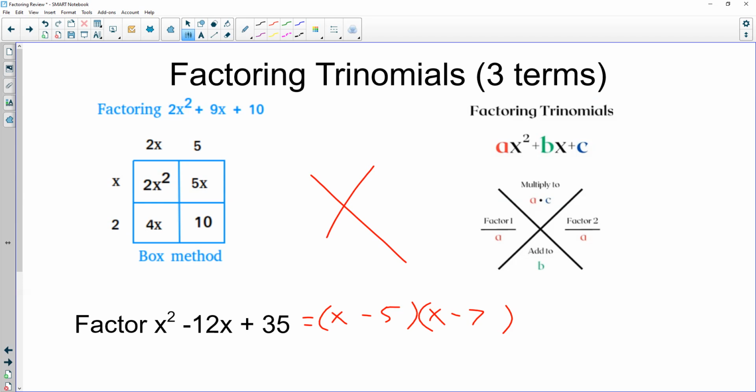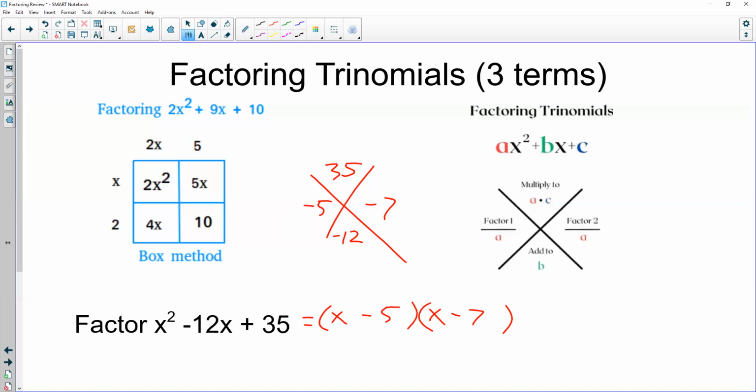And then we need them to add or combine. We need our b term to be negative 12. And so now we would look at that and ask which combination of numbers would we need that multiply together to be 35 and add to negative 12. And then hopefully we come up with negative 5 and negative 7. And then that's how we would put together the factors there.